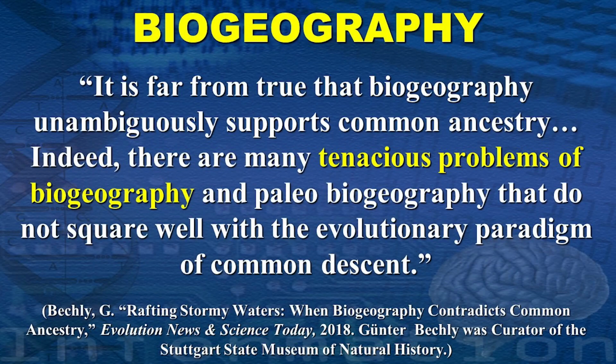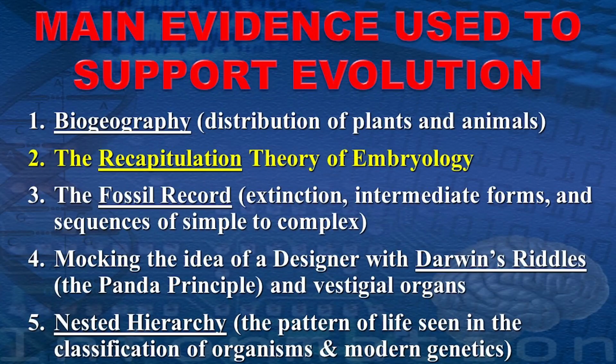For example, here's a quote from 2008 from Evolution News and Science: It's far from true that biogeography unambiguously supports common ancestry. Indeed, there are many tenacious problems of biogeography and paleobiogeography that do not square well with the evolutionary paradigm of common descent. So there have been as many problems as there are arguments for evolution. This would probably be their weakest. I'm starting with their weakest, and eventually I'll get down to what I consider their best.